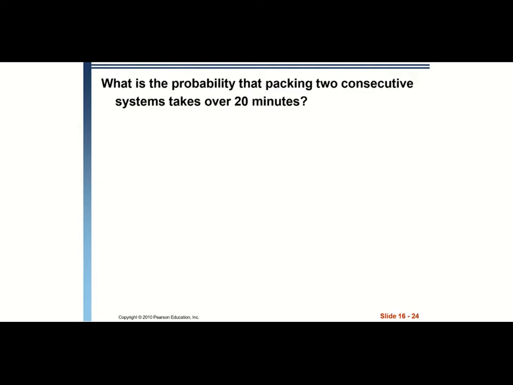So it had mentioned that the packing times were approximately normal with a mean of 9 minutes and a standard deviation of 1.5 minutes. Now we want to find the probability that if we look at 2 systems being packed consecutively, it takes over 20 minutes to pack both of them. So first off, we want to find the mean, and the mean is just going to be the sum of both those means, which is 9 plus 9. Okay, so packing 2 systems will take a mean of 18 minutes.